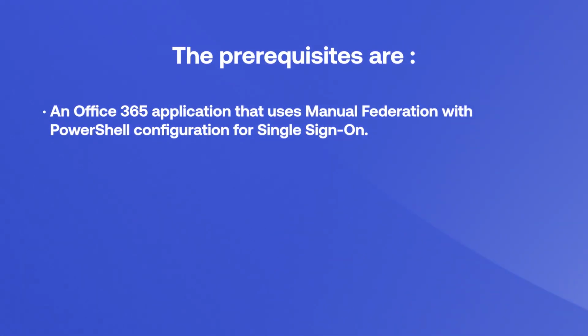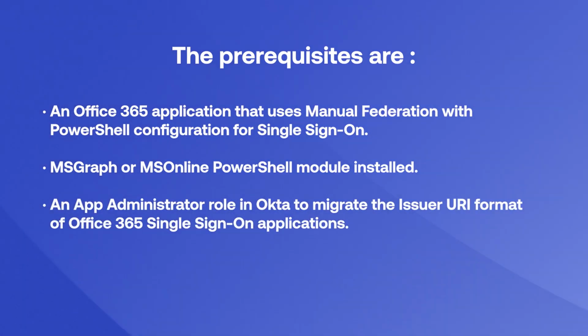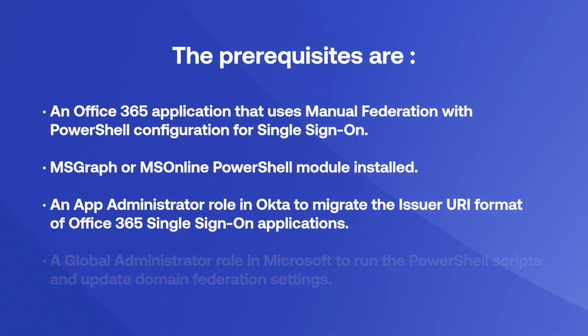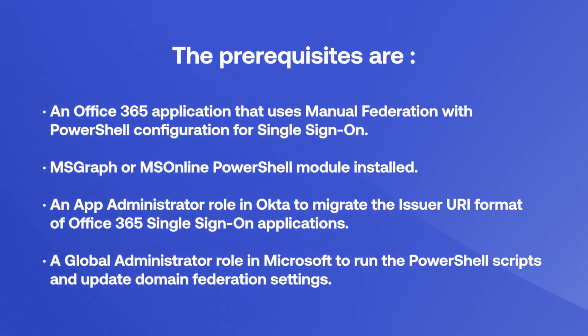for single sign-on, Microsoft Graph or Microsoft Online PowerShell module installed, an app administrator role in Okta to migrate the issuer URI format of Office 365 single sign-on applications, a global administrator role in Microsoft to run the PowerShell scripts and update domain federation settings.